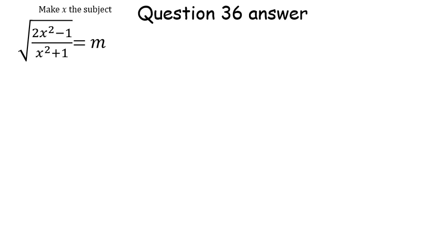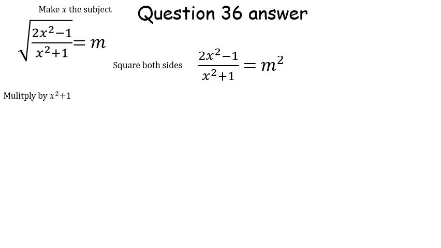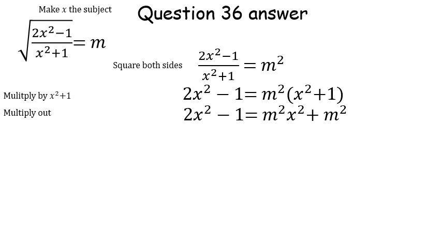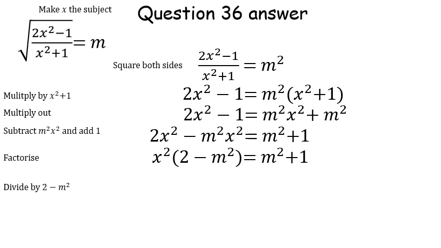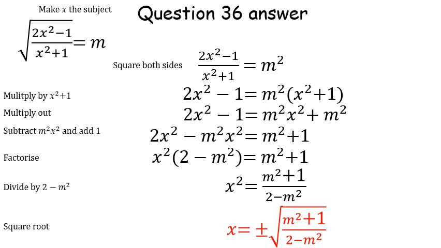Question 36. I started by squaring both sides. I then multiplied by x squared plus 1 to get x out of the denominator. I then multiplied out the brackets and subtracted m squared x squared and added 1 to both sides. I then factorised, getting x squared on its own. I then divided by 2 minus m squared and then square rooted the answer, getting x equals plus or minus the square root of m squared plus 1 all over 2 minus m squared.